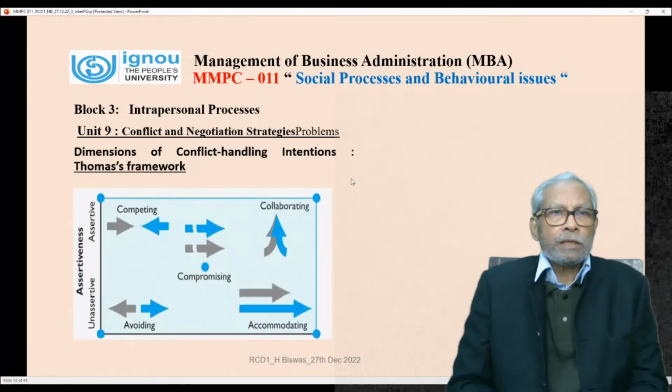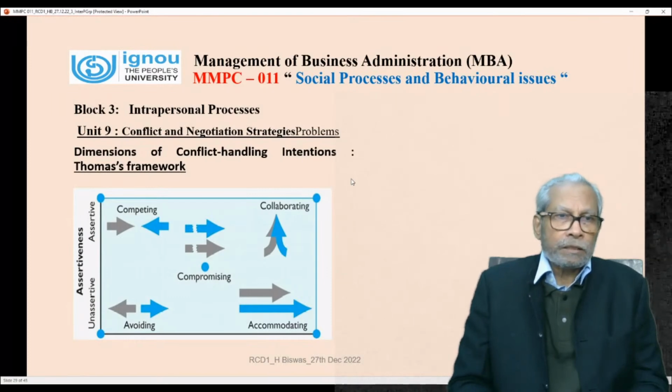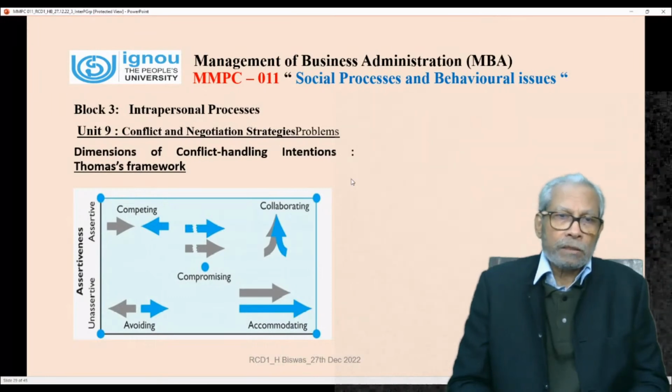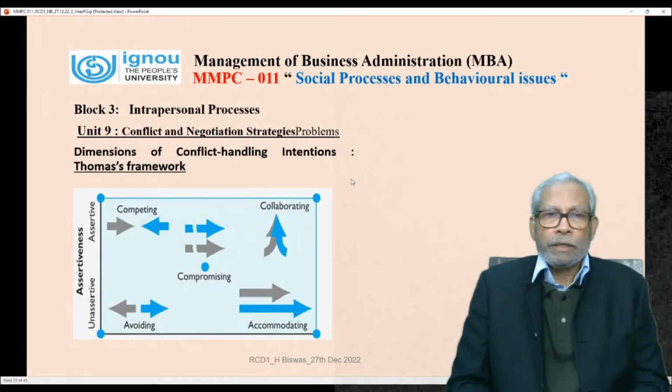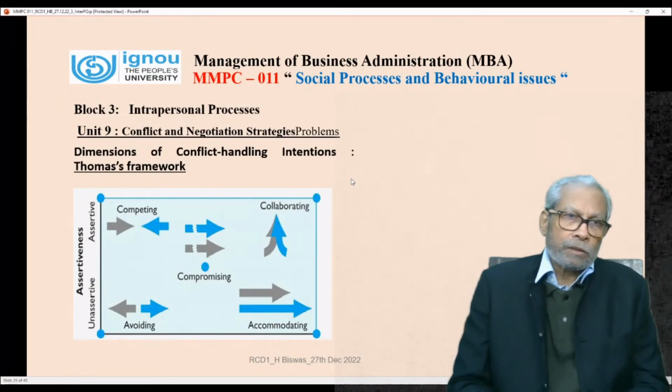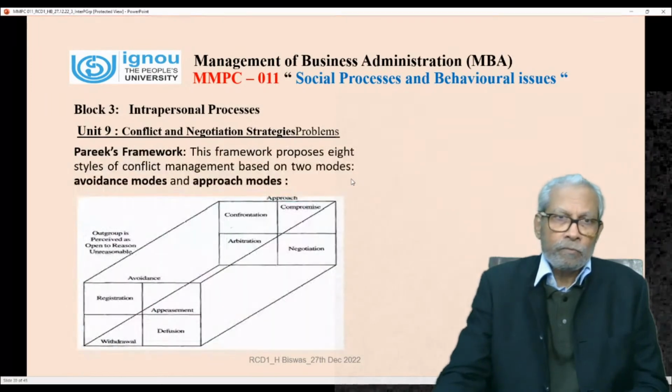Now another process is there. This is the conflict handling intentions, the Thomas framework. Here it has been given as competing and then collaborating. Then after that, accommodating and avoiding. Then finally compromising. So this is another framework.